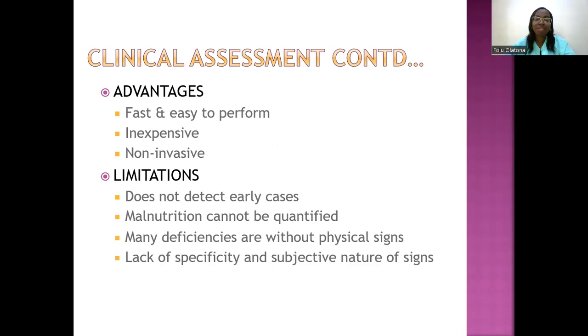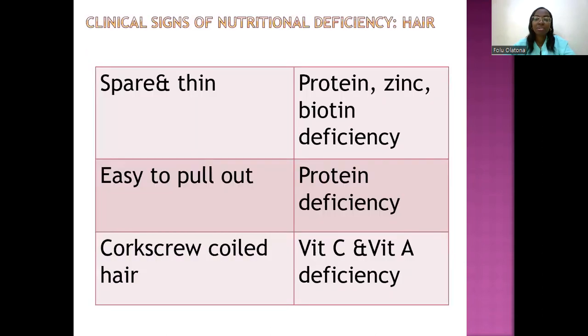But there are limitations. It does not detect early cases. You cannot quantify the level of malnutrition, and there are many deficiencies that are without physical signs. So that means you cannot do all that biochemical methods will do. It lacks specificity and is subjective.